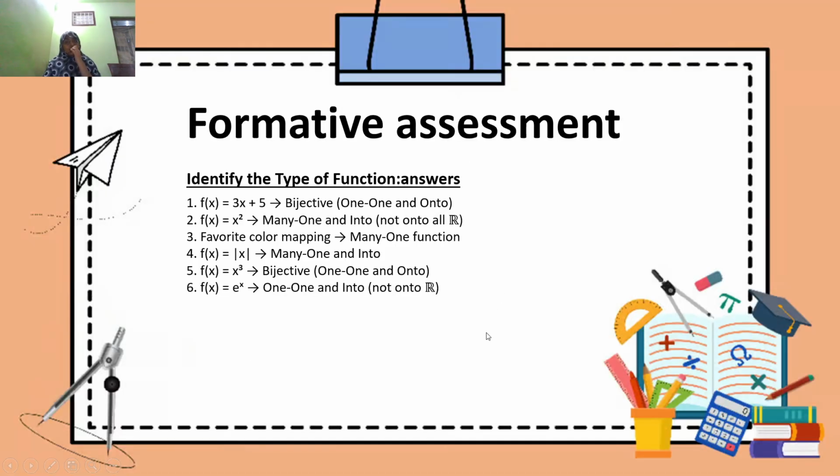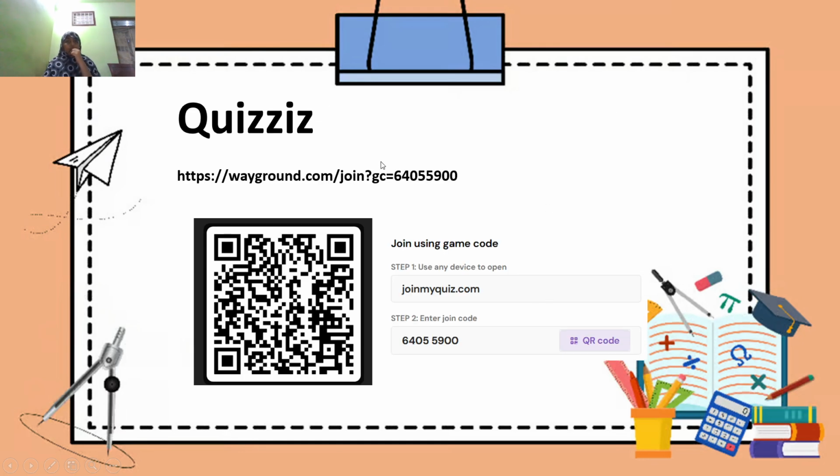So these are the answers for the assessment which was given previously. Also, there is a quiz link. You can scan this QR code; there are some 7 to 10 questions given in the quiz. You can just try those and check how much you have understood.